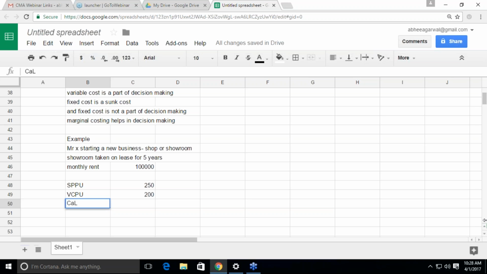Now calculate profit on various levels of production.